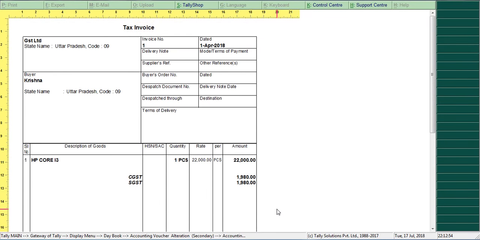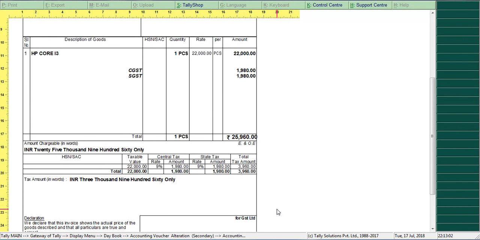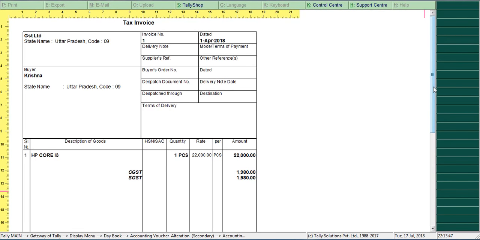You may take a printout of that. So this is the complete GST, one nation, one GST. There are different rates of GST, that is 0%, 5%, 12%, 18%, and 28%. CGST and SGST will be applied within the state when you sell goods, and IGST will be applied when selling goods to another state.